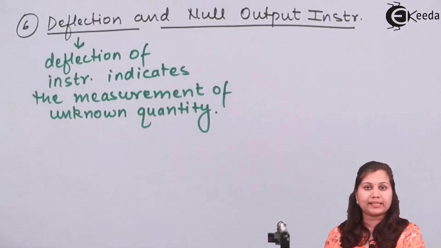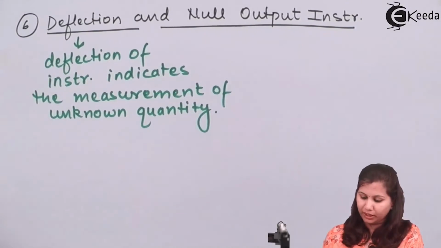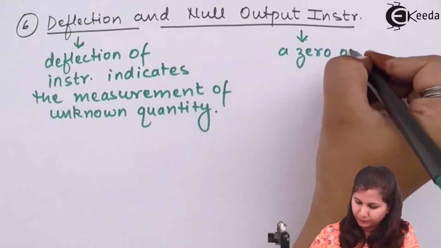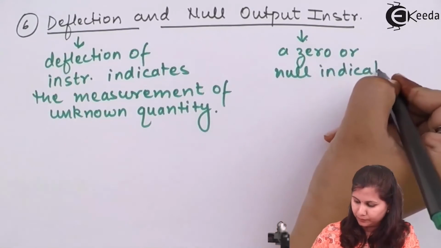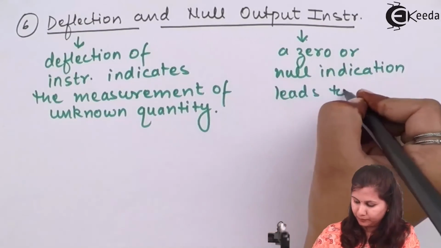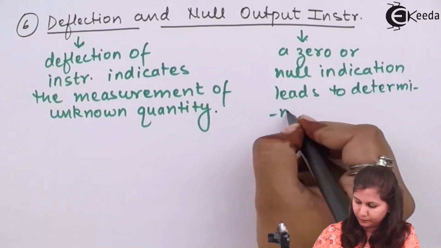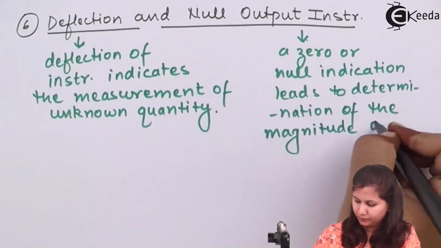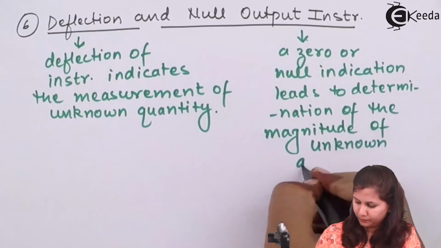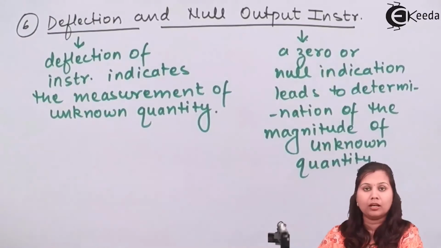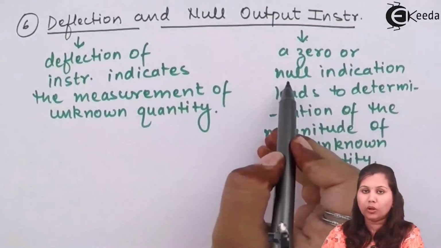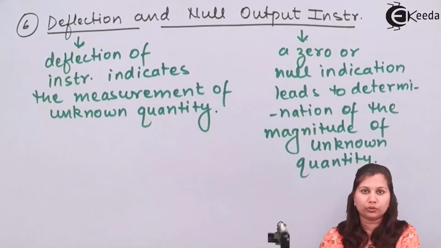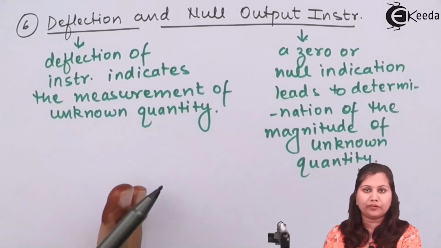So the next type is the null output instruments. In these instruments, a 0 or the null indication will lead to the determination of the magnitude of the unknown quantity. Let's take examples of these two types.